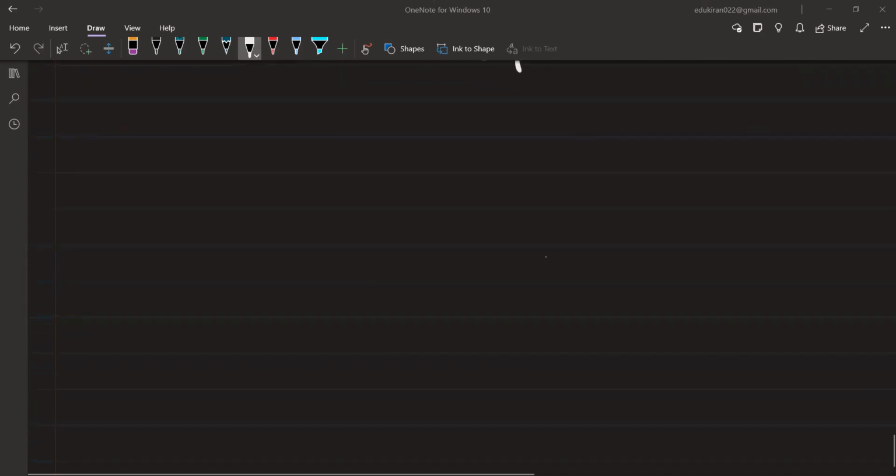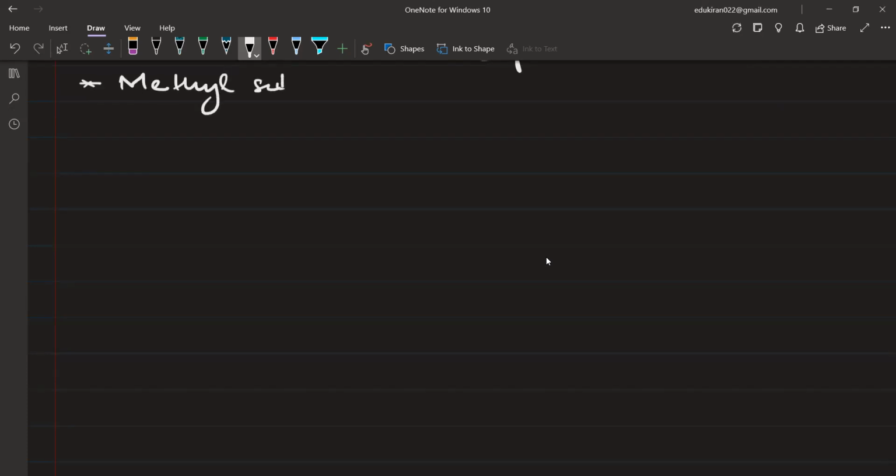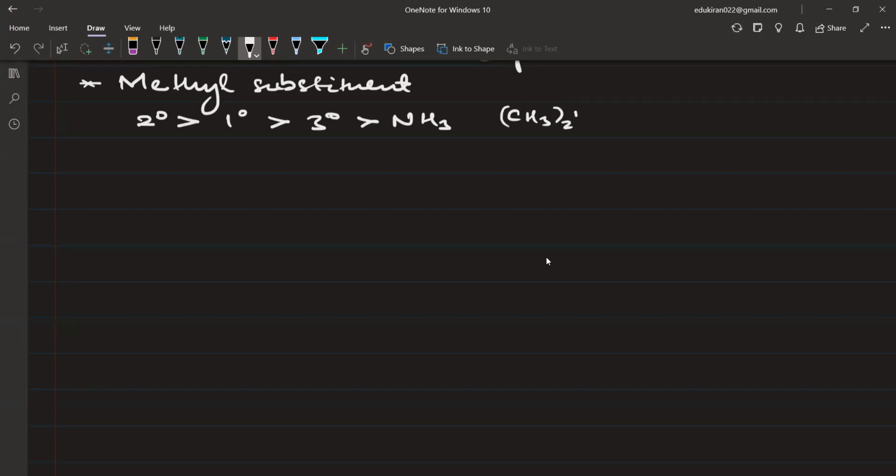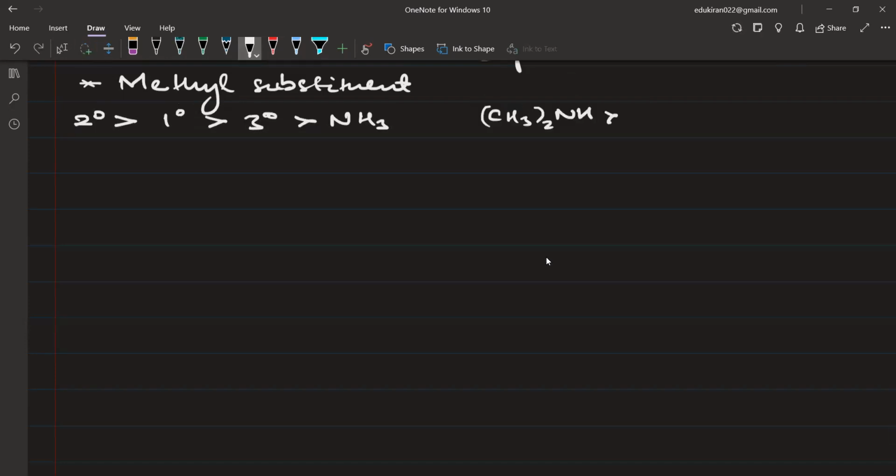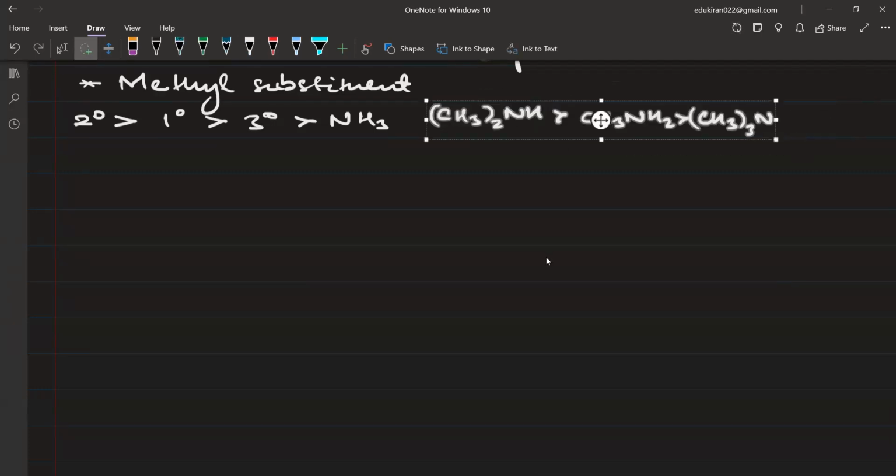अच्छा, देखिए, if you have methyl substituent, ठीक है, तो methyl substituent में 2 degree will be the most basic, then you will have 1 degree and then you will have 3 degree and उसके बाद होगा अमोनिया। Methyl substituent यानी CH3, (CH3)2NH will have the highest, followed by CH3NH2, followed by (CH3)3N, and at the end you will write ammonia.